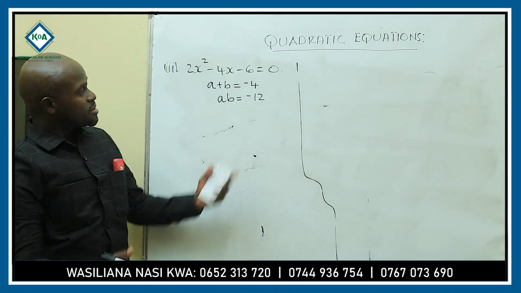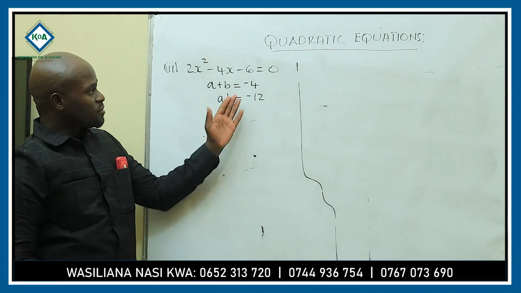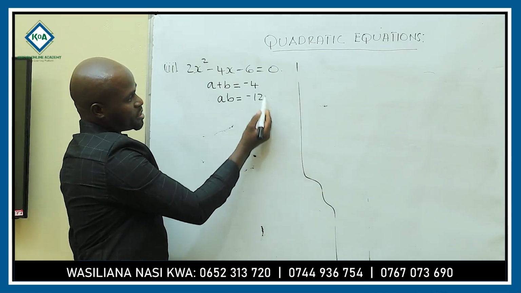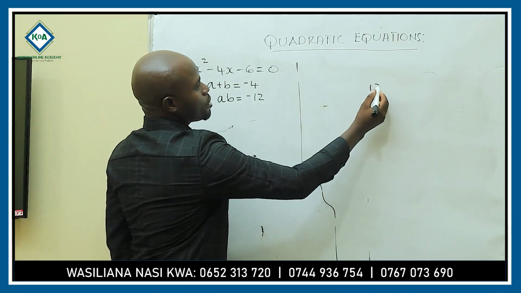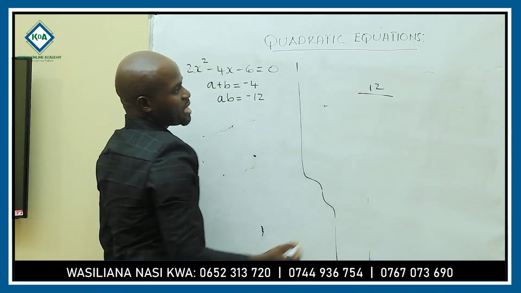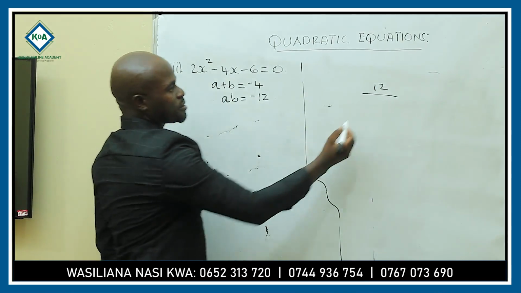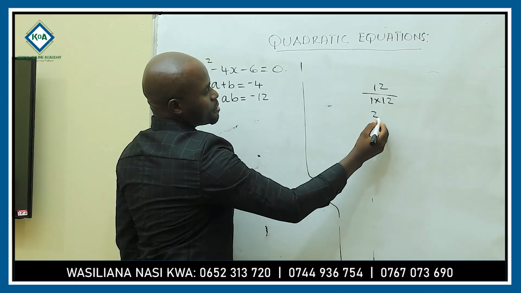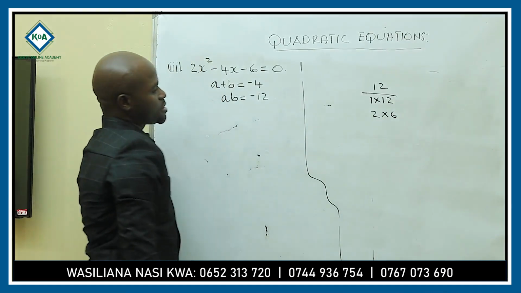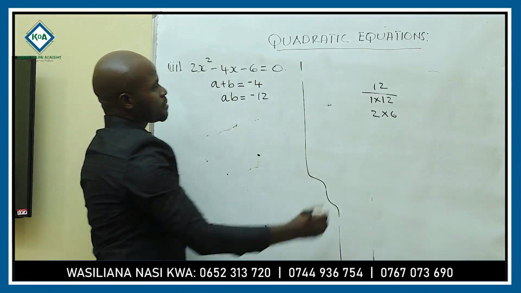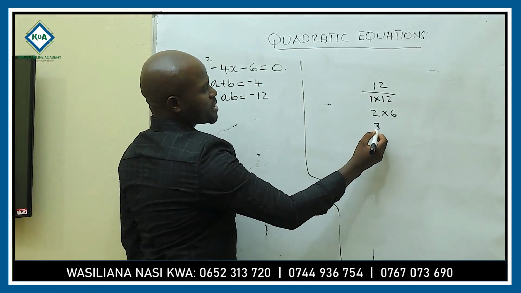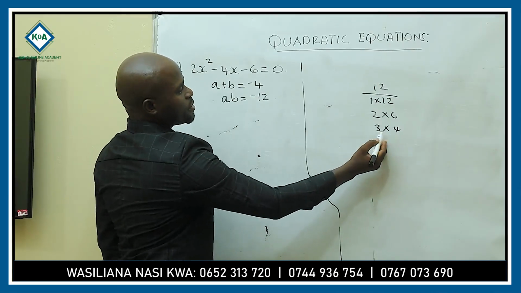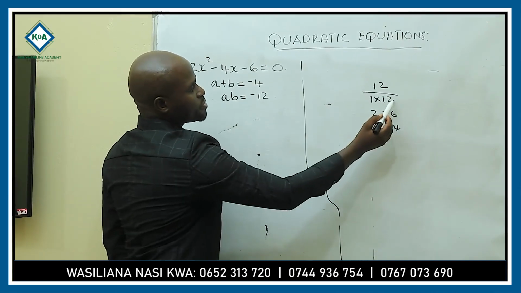Sometimes you can find difficulties on finding these two numbers, so you can use this formula. You take this 12. If you times two numbers, you get 12: it is 1 and 12, 2 and 6, maybe 3 and 4. After 3 and 4 comes 4 and 3, they repeat. So you have three sets.